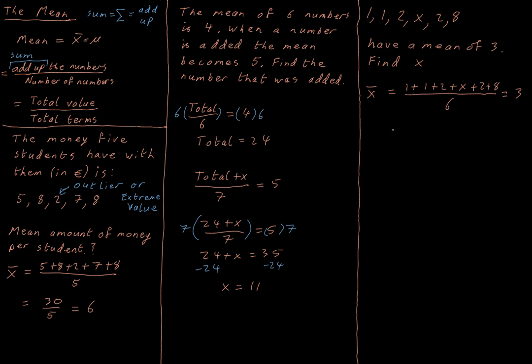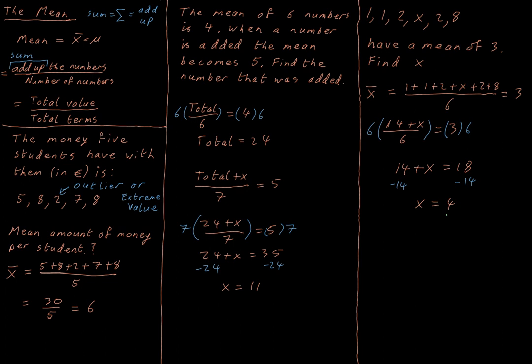So I'm going to add up my like terms. And when I do, I get 14. So I have 14 plus x all over 6 is equal to 3. And now I'm going to rearrange in order to get the x by itself. So I have 14 plus x is equal to 18. Subtract 14 from both sides in order to get the x by itself. I end up with x is equal to 4.